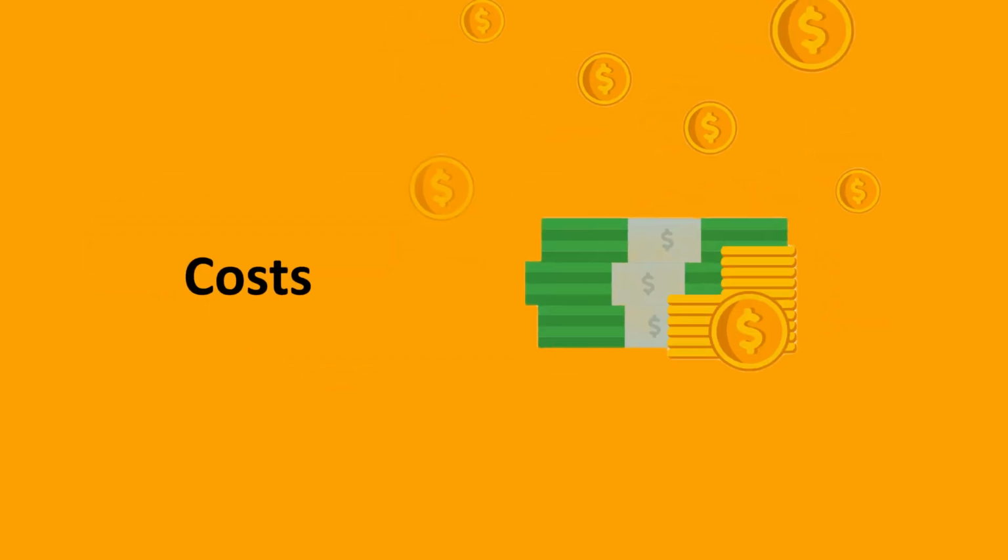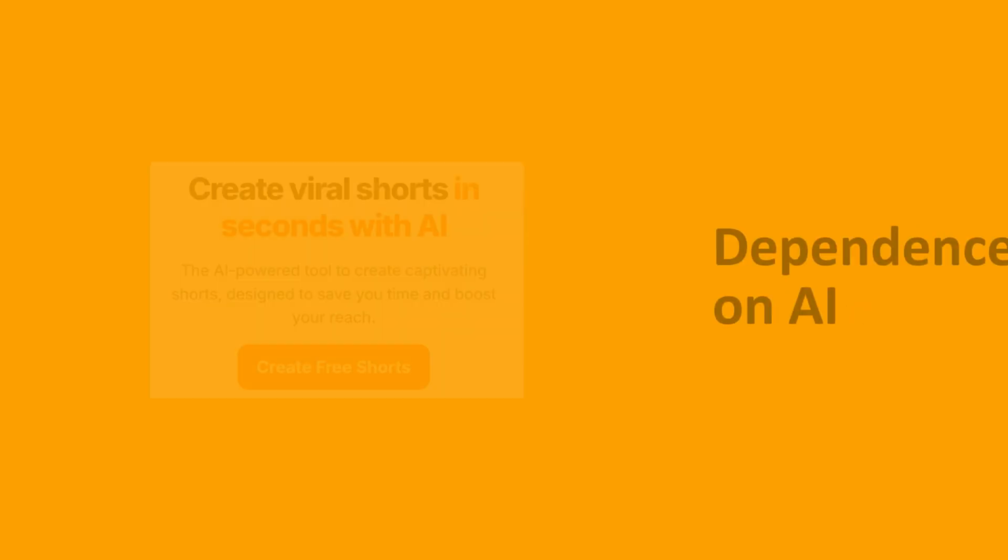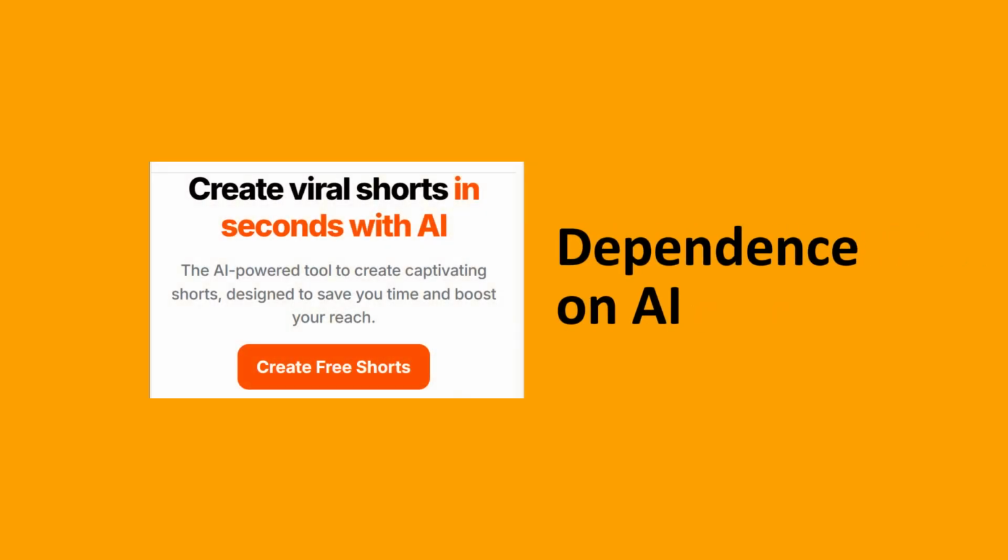Costs. The paid plans can be an ongoing expense, and if you're on a tight budget, you'll need to strongly consider that. Dependence on AI. The quality of captions depends on the AI's performance, so you'd have to rely on it.